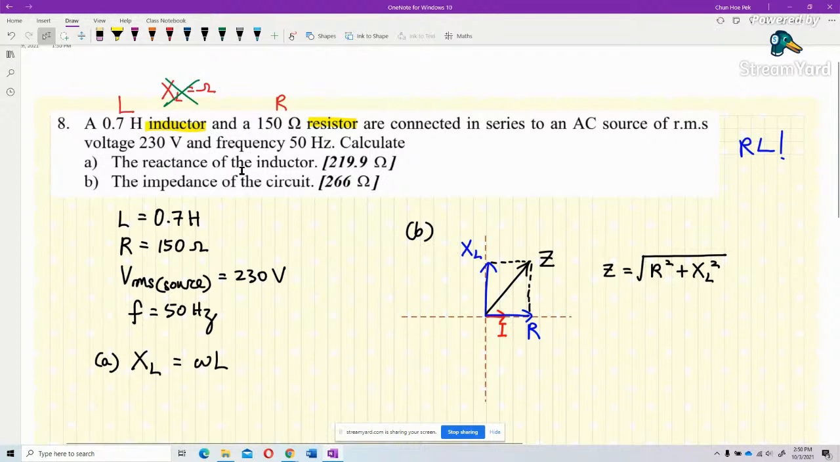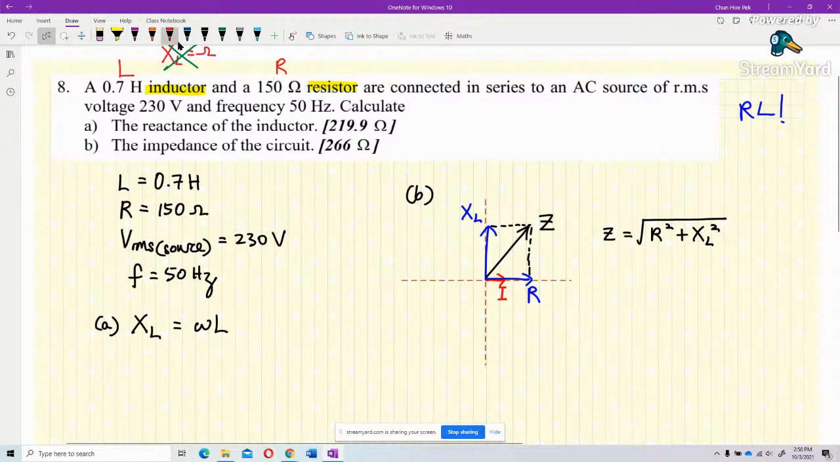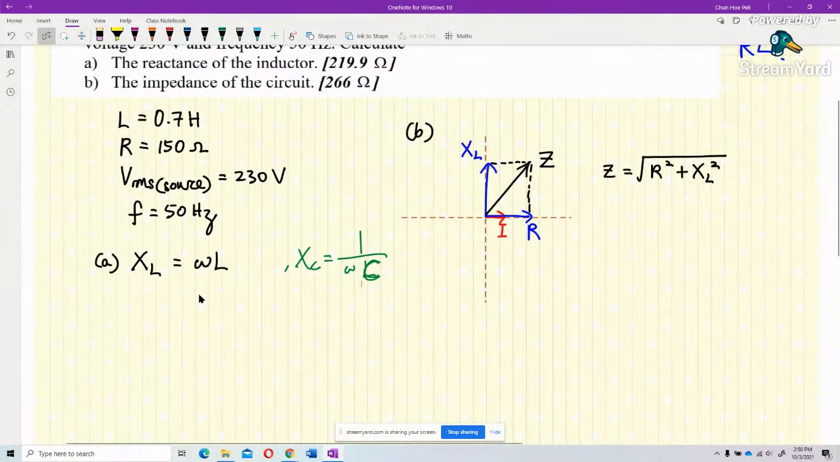Now calculate the reactance of the inductor. Reactance of the inductor is omega L. Be careful with all the formulas. For XC, omega is below, you see. For XL, omega is proportional. Wait, this is omega C. How can I make such a mistake? Okay, so be careful. Now XL, find me the XL. I'm wasting time writing this.